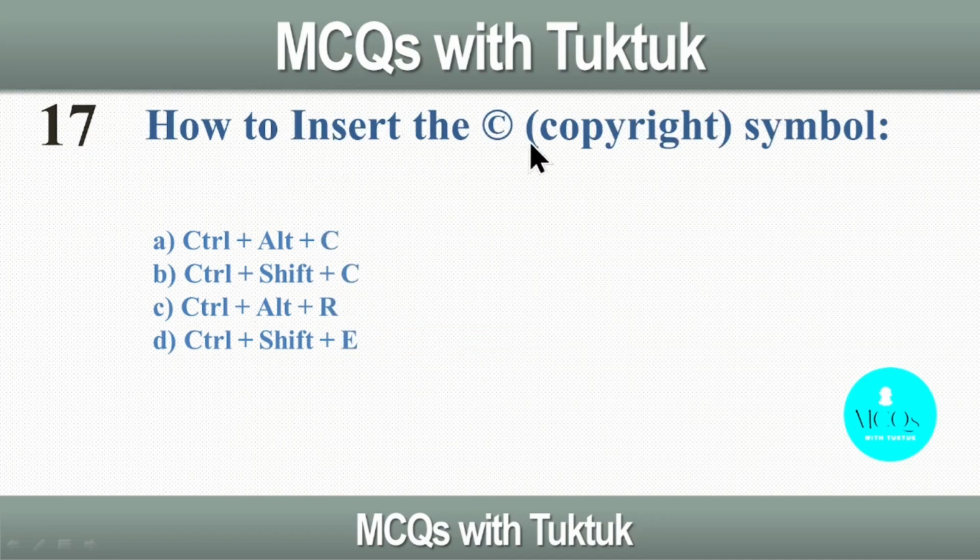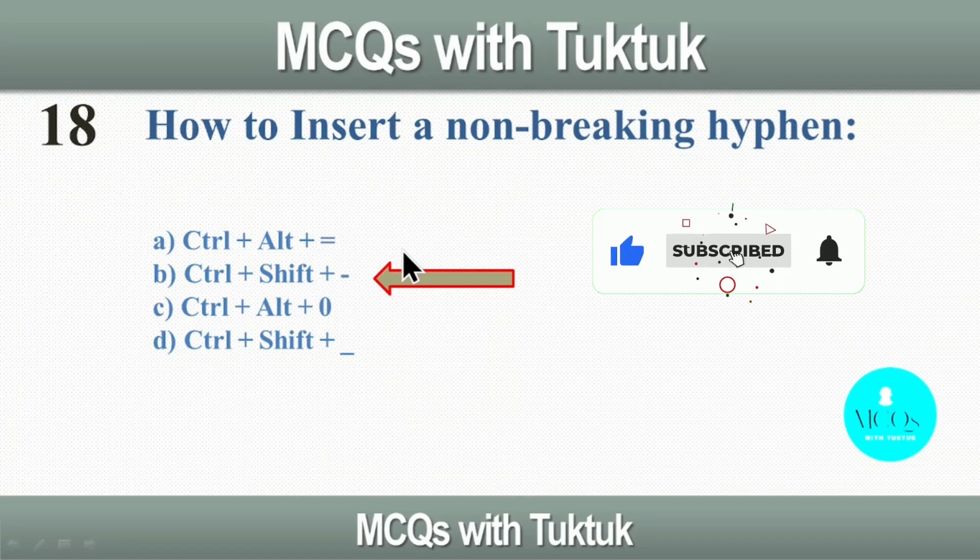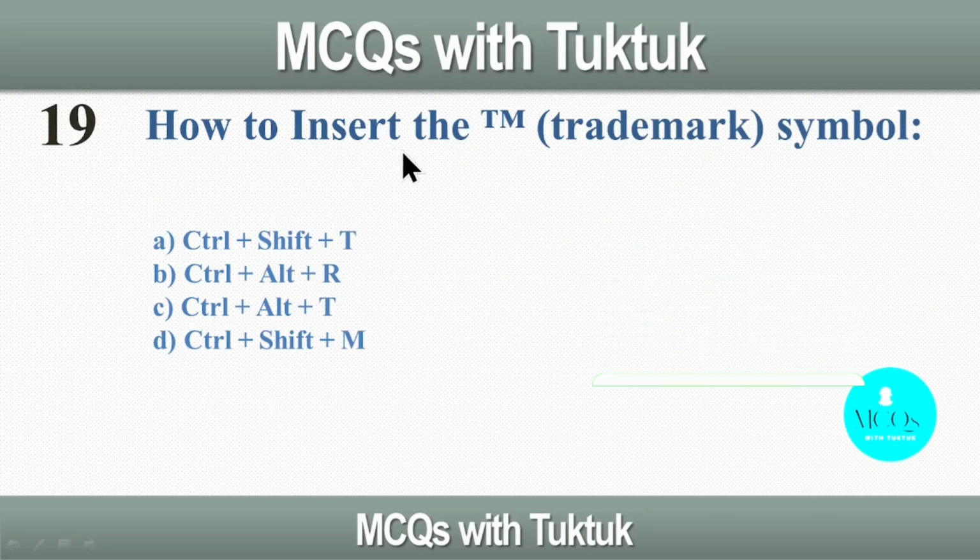How to insert copyright symbol? To insert copyright symbol, you have to use Ctrl plus Alt plus C. Next question, how to insert a non-breaking hyphen? That is Ctrl plus Shift plus hyphen underscore. Next question, how to insert the trademark symbol? That is Ctrl plus Alt plus T.